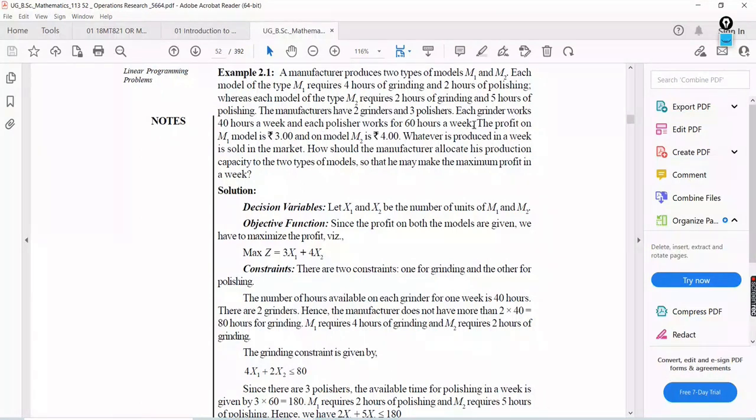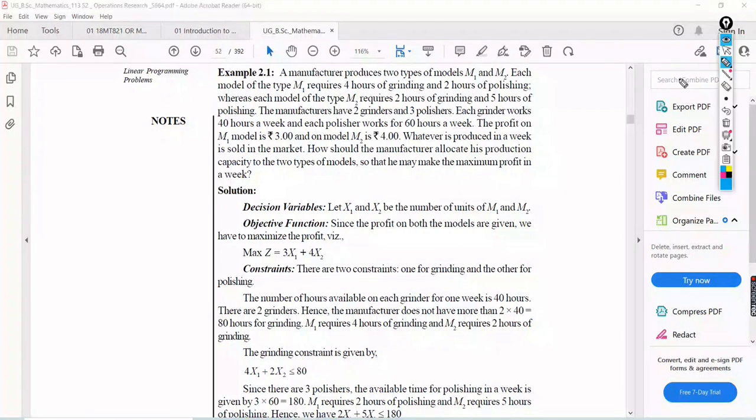Each polisher works 60 hours in a week. The profit on model M1 is 3 rupees, and on model M2 it is 4 rupees. Whatever is produced in a week is sold in the market. How should the manufacturer allocate his production capacity to the two types of models so that he may make maximum profit?